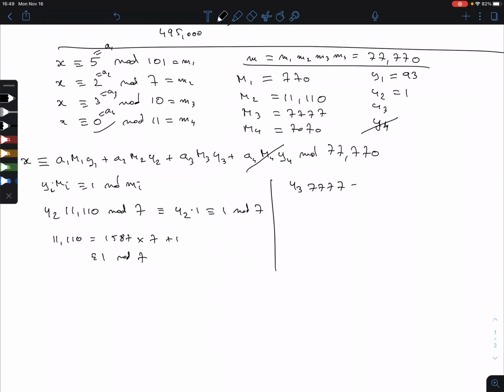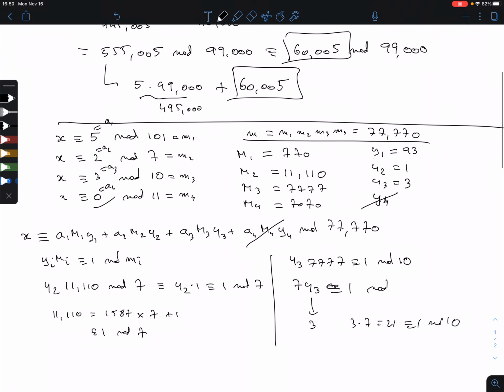Y3 times 7777 has to be equivalent to 1 modulo, what's the modulus? M3 is 10. Oh, but that's very easy. 7 is equivalent to y3 times 7, right? The remainder modulo 10 is just the last digit. And so what is the inverse here? Well, let's just try: 1 times 7, 2 times 7 is 14, 3 times 7 is 21. So if I do y3 equals 3, then 3 times 7 is 21, which is equivalent to 1 mod 10. So no calculation necessary, I see immediately it has to be 3. So y3 is 3. Okay, great.